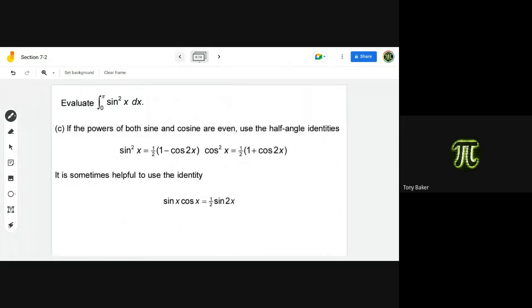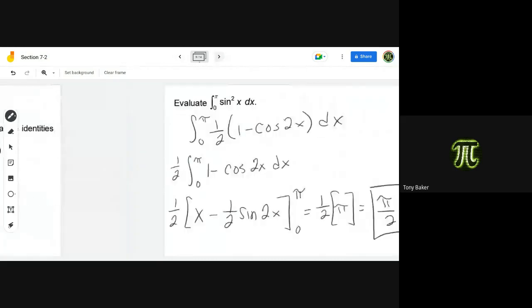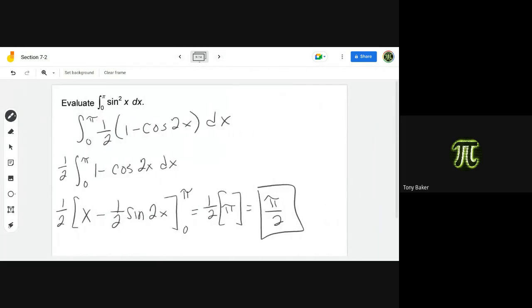So those rules, the half angle and the other identity, are very helpful when we're doing these things. All right, try this one.